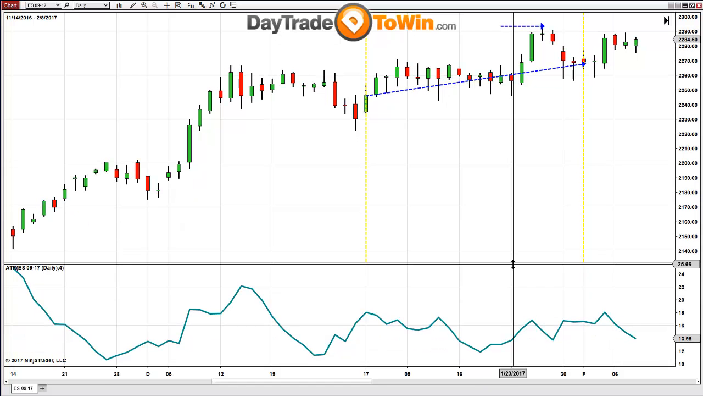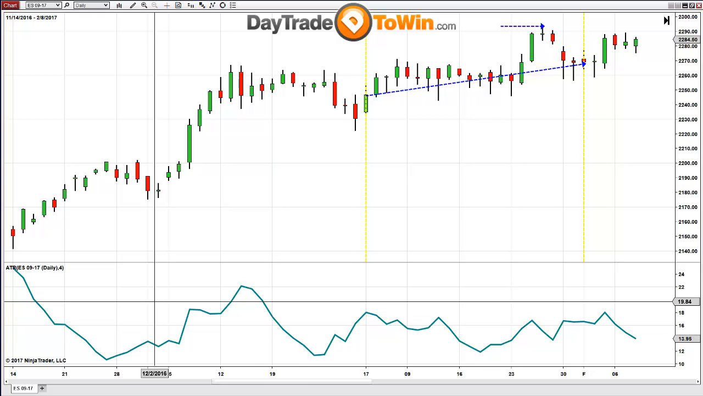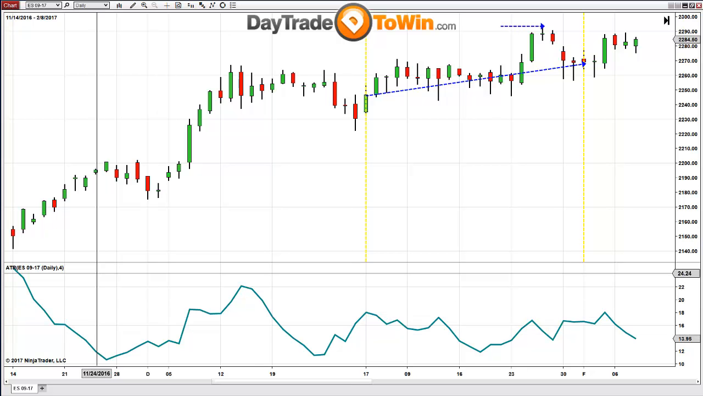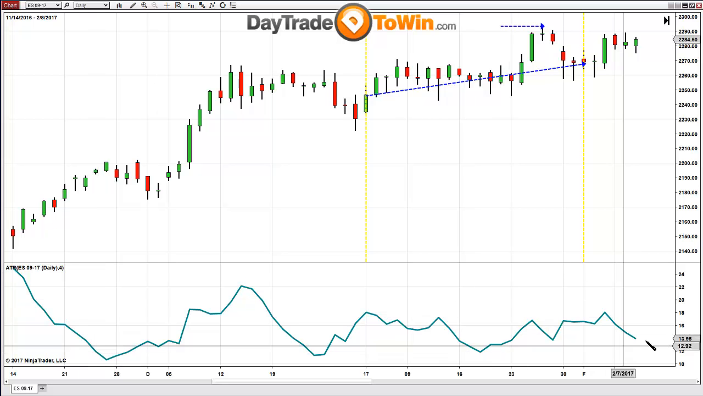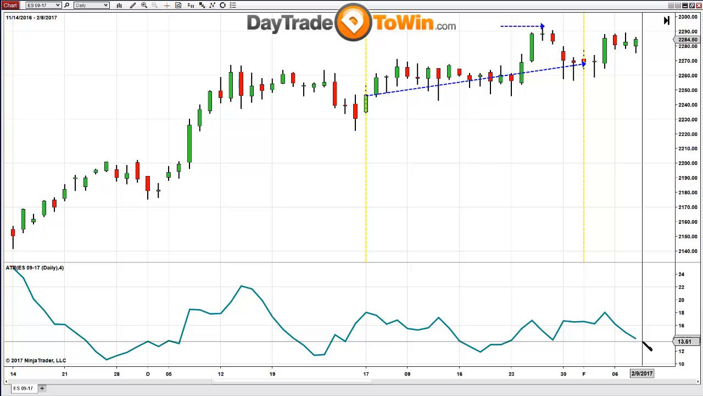Now, if you look down here, you could see this very important tool that I like to use on almost all of my trading, especially day trading. It's called the ATR. I'm using a setting of 4, regardless if it's a daily chart or a 5-minute chart or an hourly chart. And this tells me the current conditions.